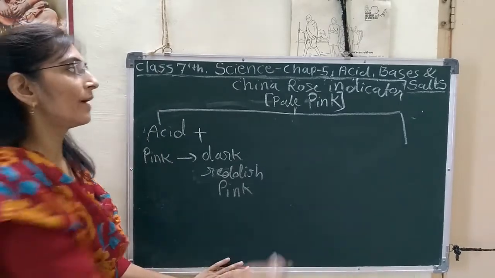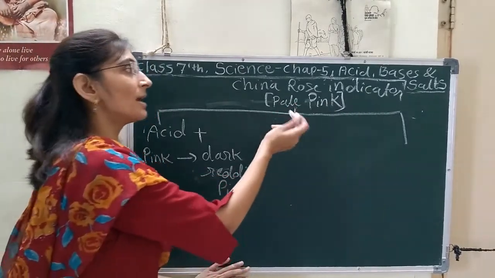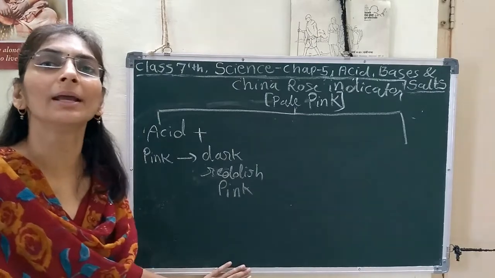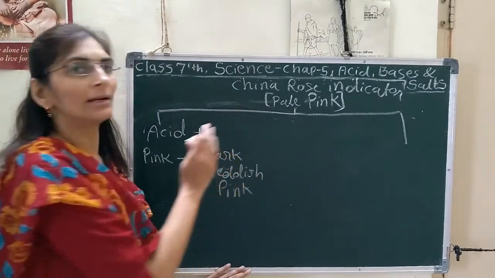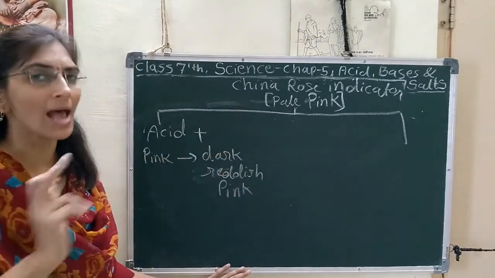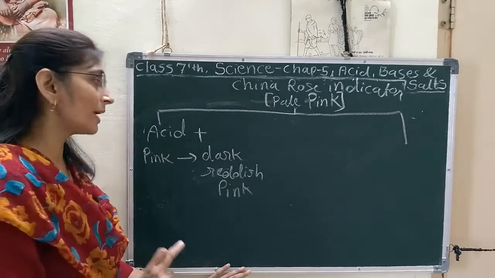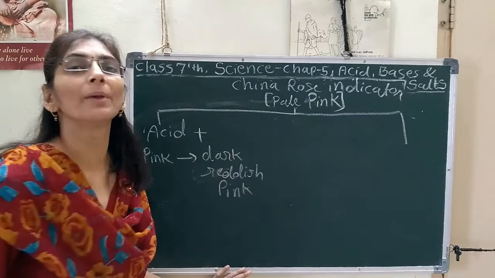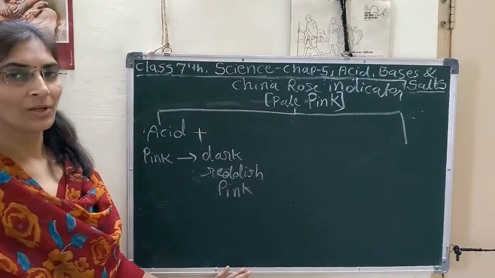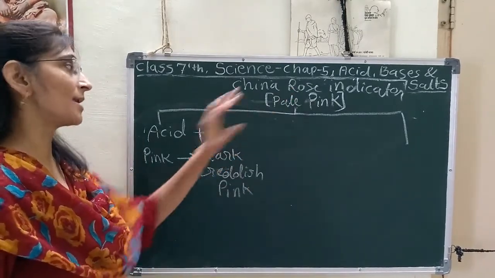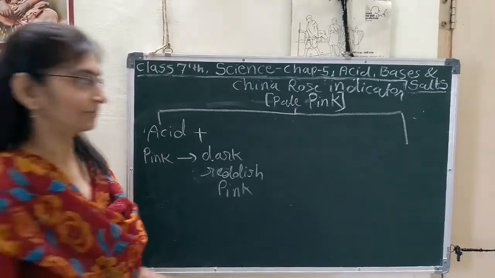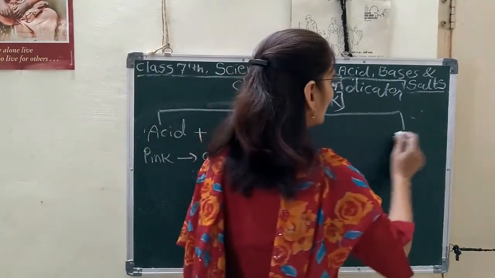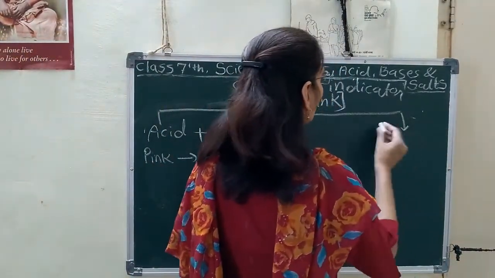Okay. So when the China rose indicator, which has a pale pink color initially, reacts with any acidic substance, it will turn into dark reddish pink color. So this is the reaction of China rose indicator with acid. Then second is base.